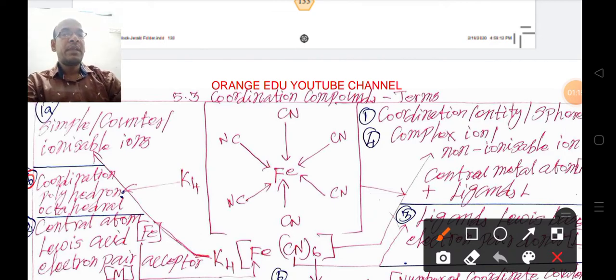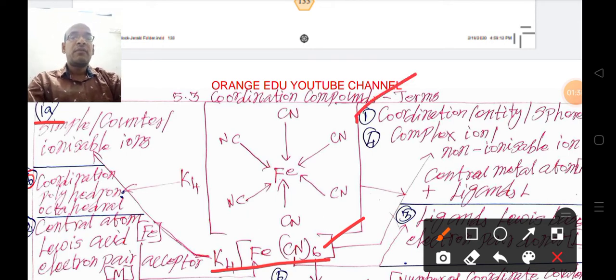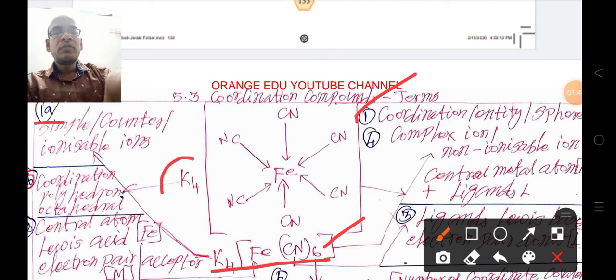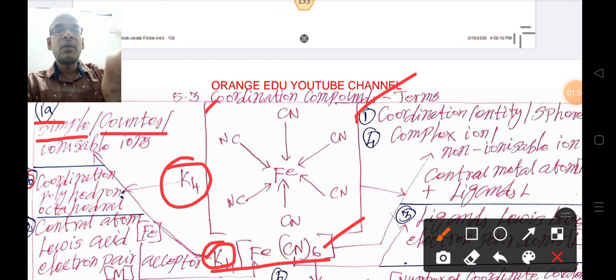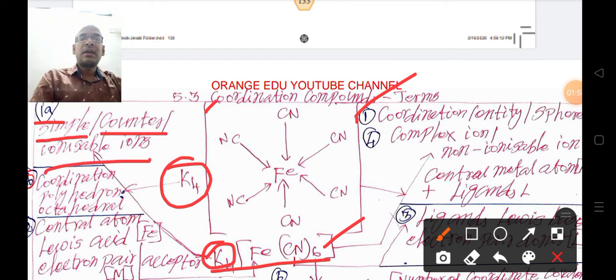First, point number 1: outside. We take one example. This is a certain notation, and this is a structural formula. Both are the same coordination complex. Outside of this square bracket, the ion is called simple ion or counter ion or ionizable ion.